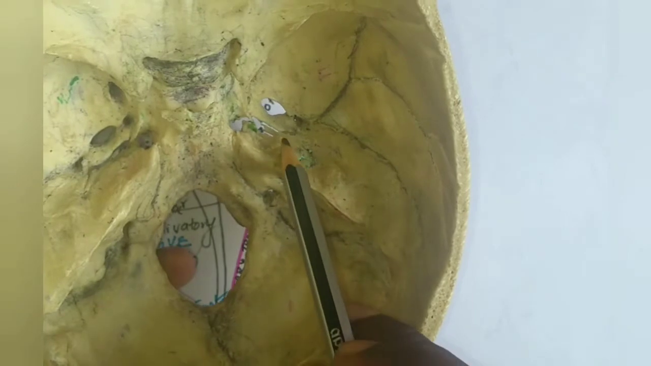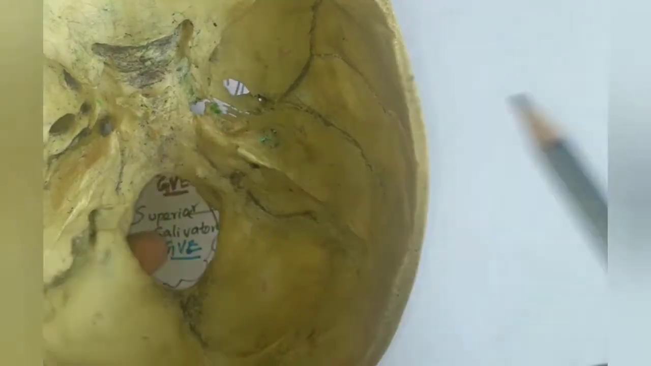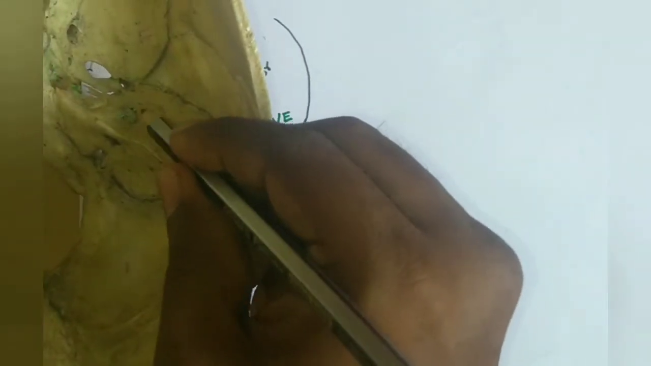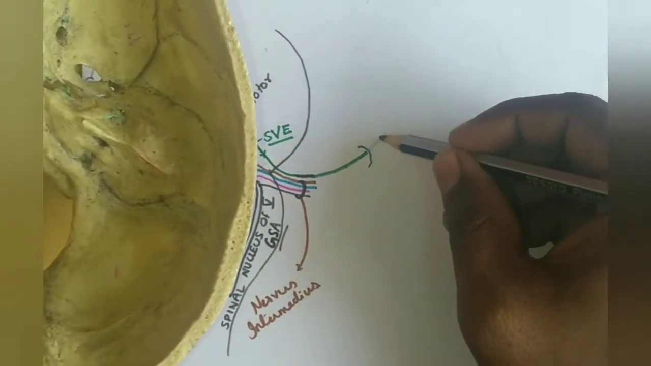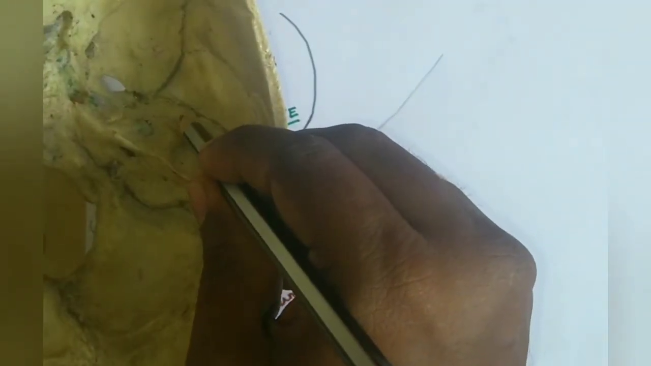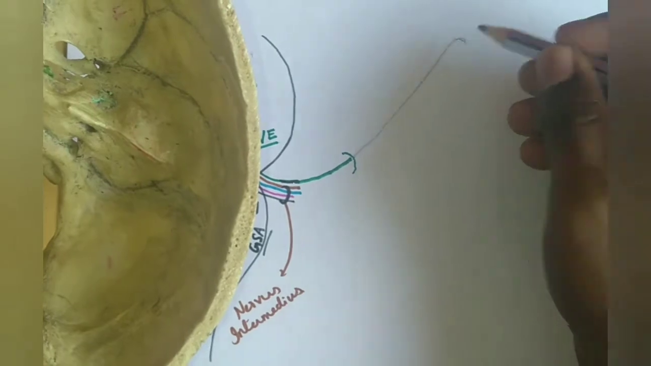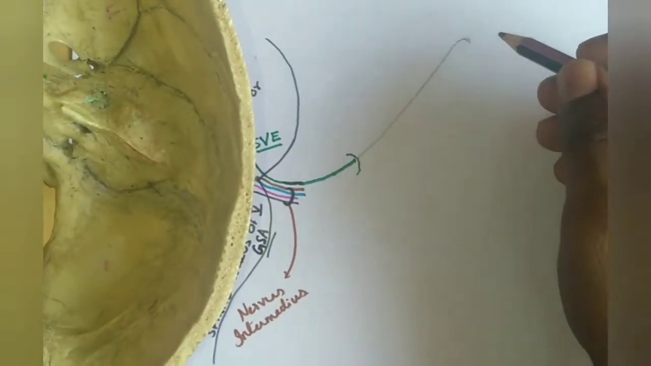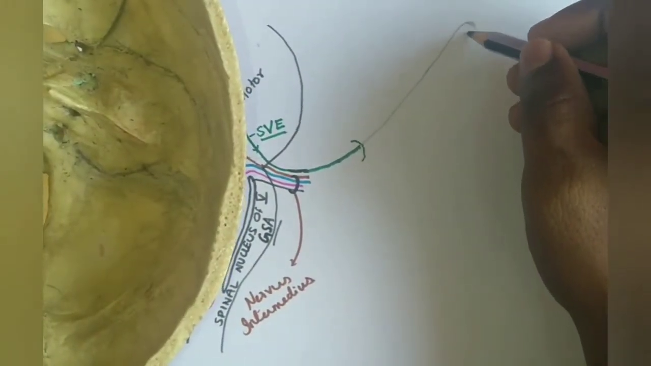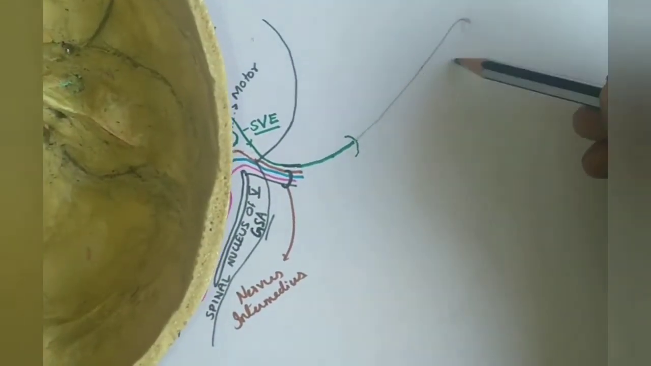Now, after the nerve has entered here, we will break this area so that we can study the course using a diagram. Once we break that area, the nerve will be passing anteriorly, anterolaterally, and once it reaches here, it will be present on the antero-superior border of the medial wall of the middle ear.